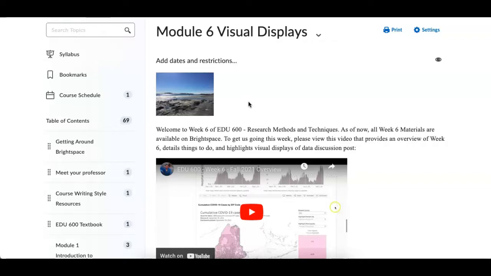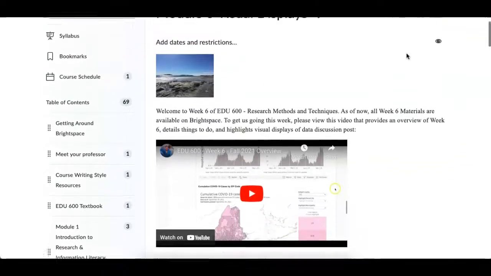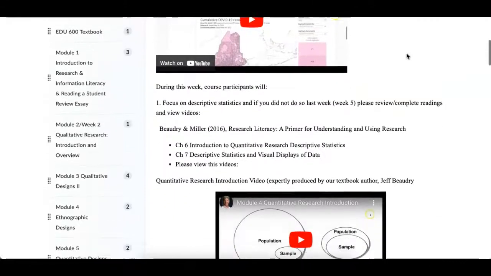And so I'll walk you right through what's involved with the visual displays week that we're going to be doing, and then I'll give you a preview of the assignment coming up, which is due next Sunday. And I also made week 7 materials available, so for those that want to look ahead, you can. There's no video for week 7 yet. There will be one posted. So let's get right to the week 6 material.